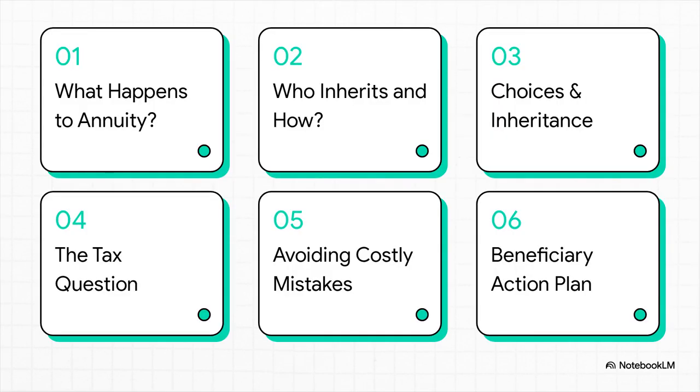Here's our roadmap. First, we'll cover the basics of what happens to the annuity right after death. Then, we'll get into who inherits it and the different rules for different people. We're going to explore how the choices you make today dictate what your family gets later. Then, of course, we have to tackle the big one, taxes. After that, we'll spotlight the most common mistakes so you can avoid them, and we'll wrap it all up with a clear, step-by-step action plan.